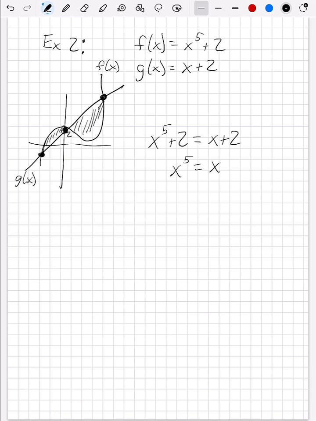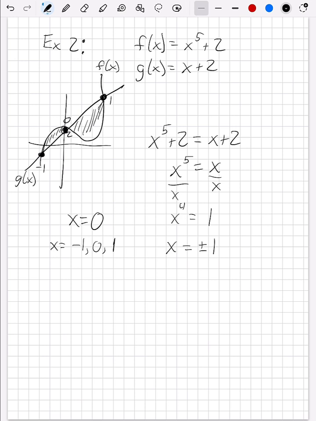Well, I already know, and by looking at it, I can tell too, right? One of my values is going to be x is 0. All right. However you want to go about solving this is fine. I'm just going to divide by x and just say x to the 4th is equal to 1. Take the 4th root of that, 1, and you get plus or minus 1. So my values are going to be -1, 0, and 1. All right. So here's my -1, here's 0, here's 1.